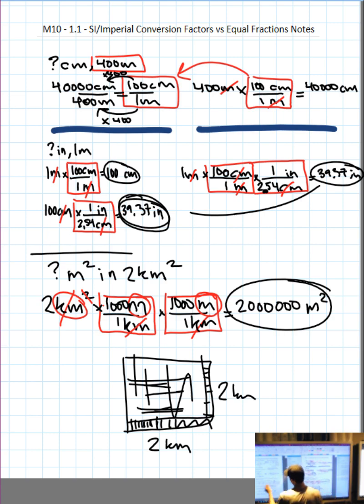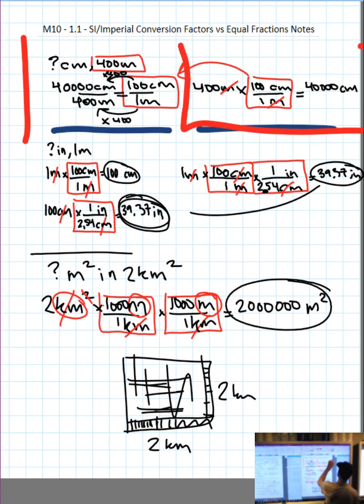And you see the example down below of how to convert cubed into cubed. Well, we just have to use the conversion factor 3 times. Or multiply the conversion factor cubed. So, in summary, from the top, big blue, big red, top left, we learned that we can use our old-fashioned equal fractions, but we'd rather use conversion factors.